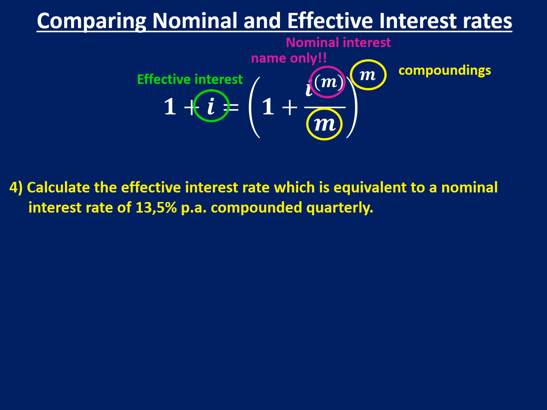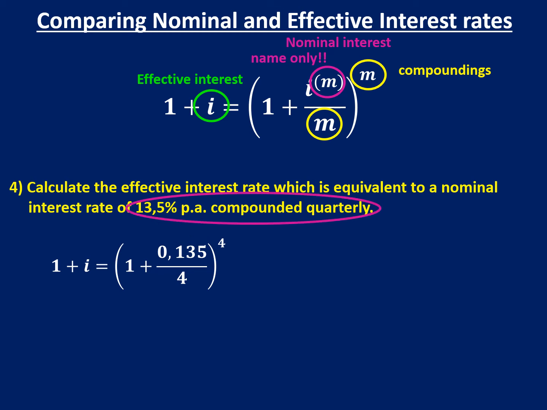We want to calculate the effective interest rate, so the one on the left-hand side, that is the same as a nominal interest rate of 13.5% compounded quarterly. So I want to calculate the I on the left, and my 13.5% is being compounded quarterly. So it's happening 4 times. So I will divide by 4 and I multiply by 4, the exponent. So the number of years is irrelevant. They haven't even told me the number of years. I don't need to know that.